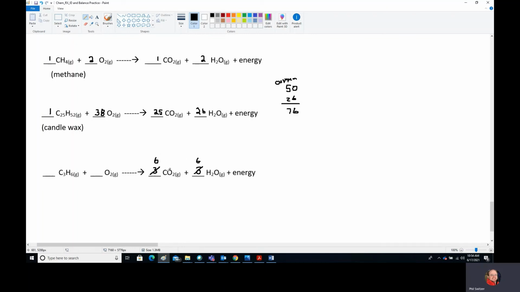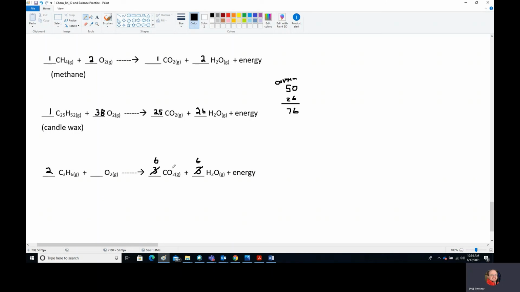Okay, we got 6 carbons. We got 12 hydrogens. Well, I better put a 2 here. Okay, so that actually takes care of it. I got 2 times 3, 6 carbons on the right. I got 6 carbons on the left. 2 times 6, that's 12 hydrogens there, 12 hydrogens there. Now we can deal with the oxygen.